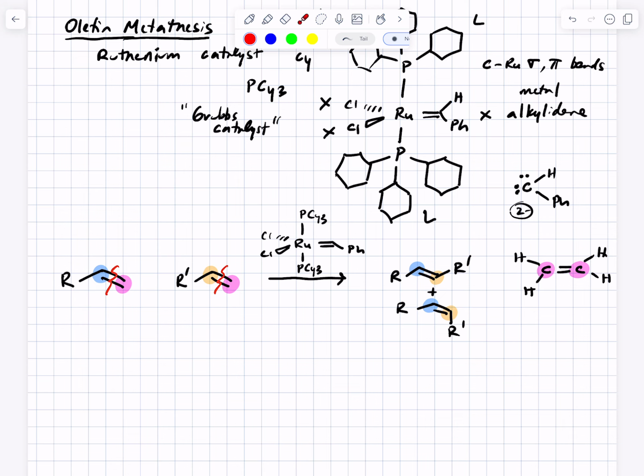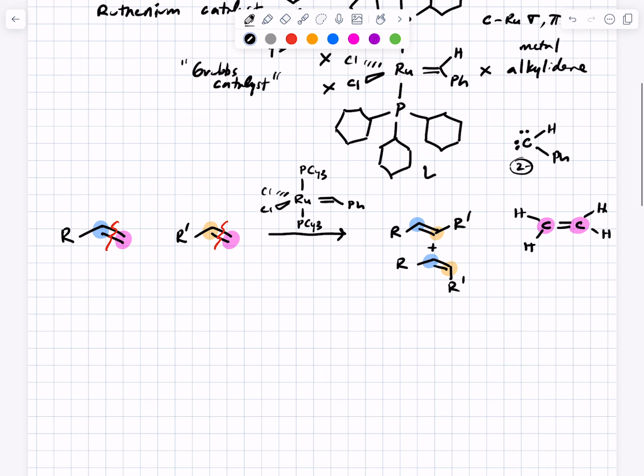The metathesis reaction is an equilibrium reaction, and so you have to choose your starting materials carefully such that the reaction can go to completion. The thing that drives the reaction I've just shown you to completion is that one of the products is ethylene, which is a gas and bubbles off and removes itself from the equilibrium, thereby driving the reaction forward.